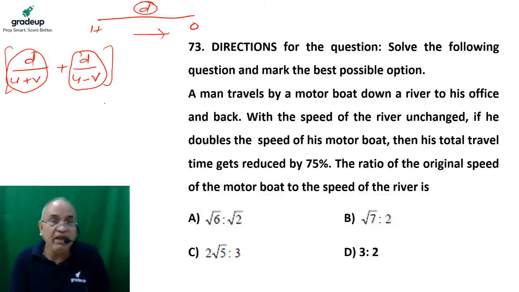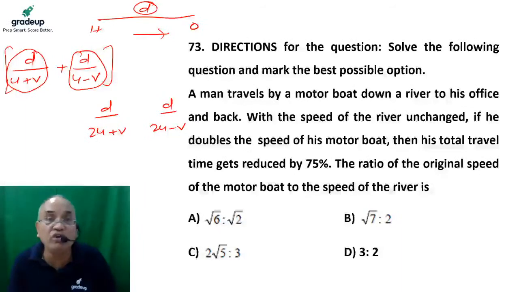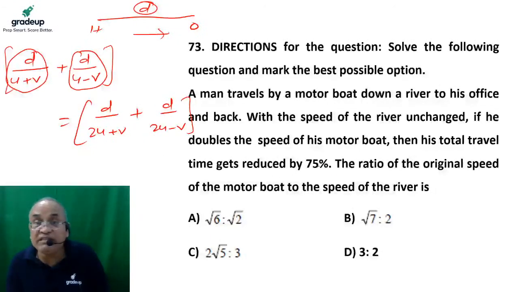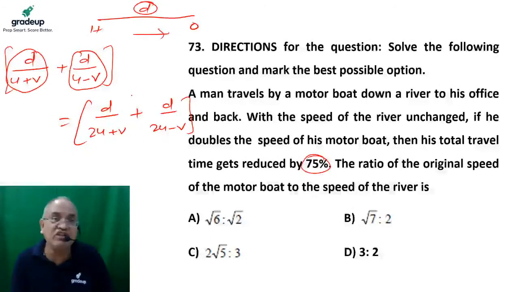If the speed of the boat gets doubled, u will become 2u, then the downstream speed would be this much and the upstream speed would be 2u minus v. It is given in the question. So this is the total time to go down and come up. This new time would be 75% less than the original. It means this new time is definitely 1/4 of the original time.